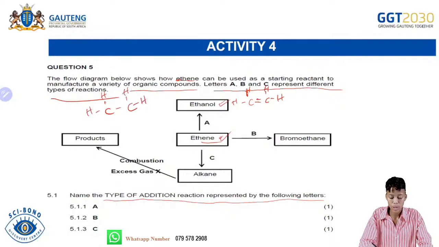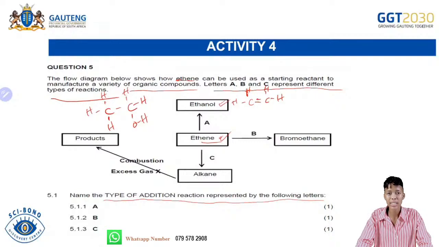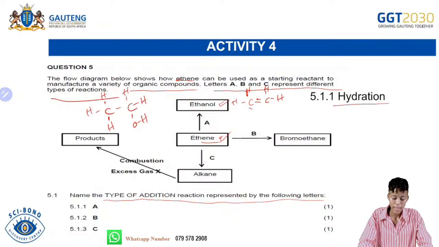And on the double bond, what is it that we are going to add? We are going to be adding H and OH, and the combination of the two is water. So with the addition of water to an alkene, the type of addition reaction is called hydration. So we added water between carbon number 1 and carbon number 2. So again, on this one, we are not going to be using Markovnikov's rule. Why?